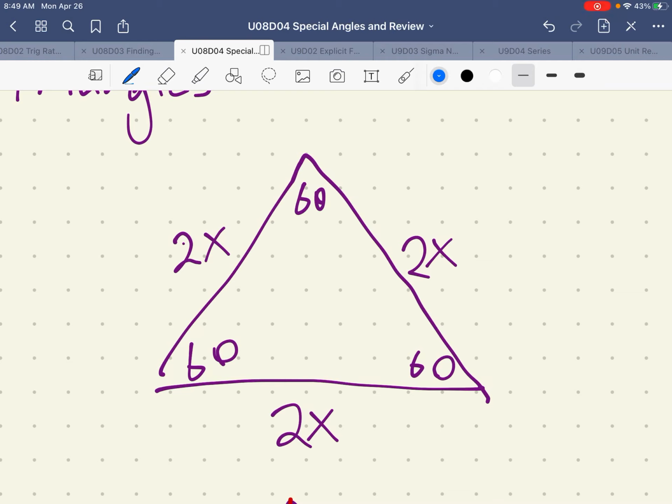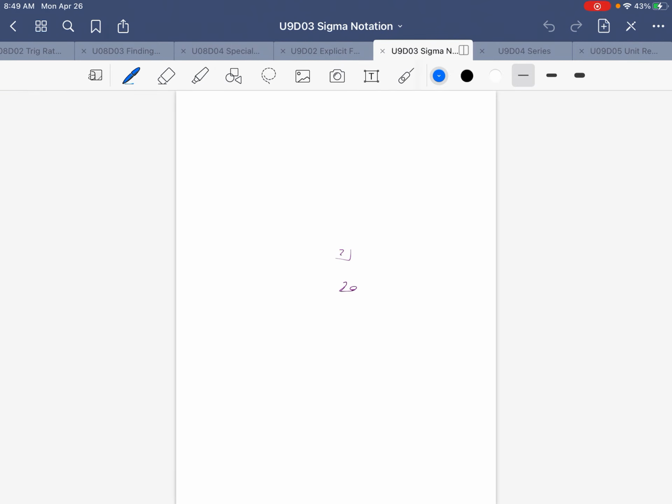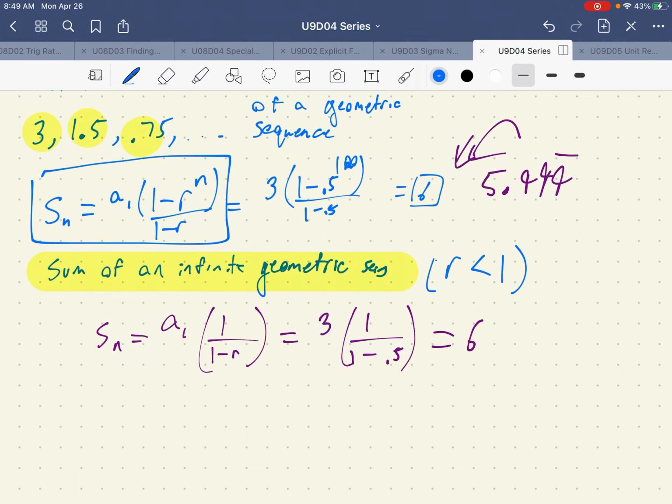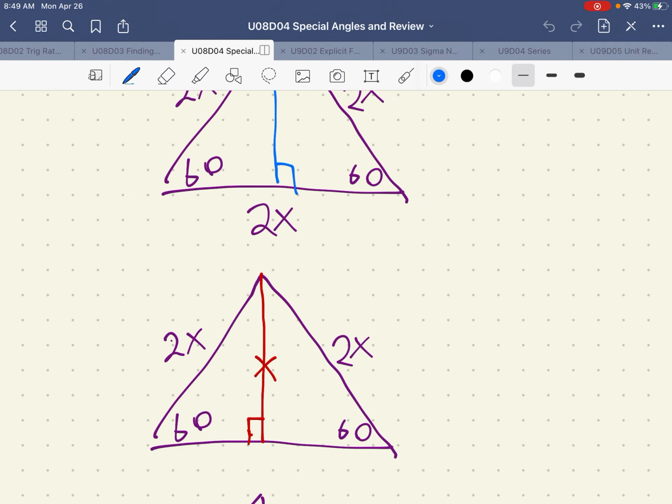And what we're going to do is draw an altitude from the top vertex, and it'll form a right angle. So that would be, whoops, I clicked off onto the wrong thing for a moment. I apologize. We'll draw an altitude.